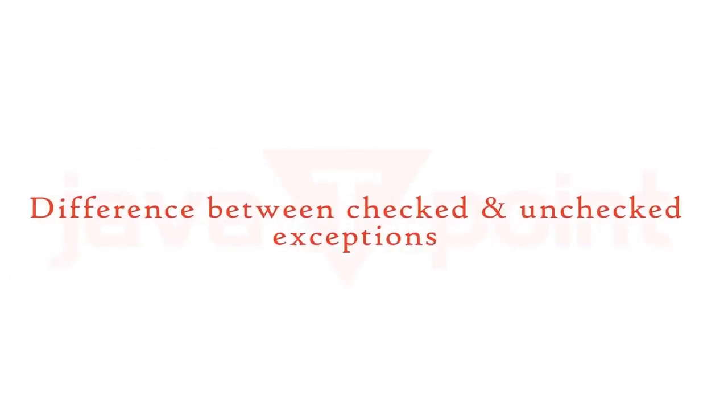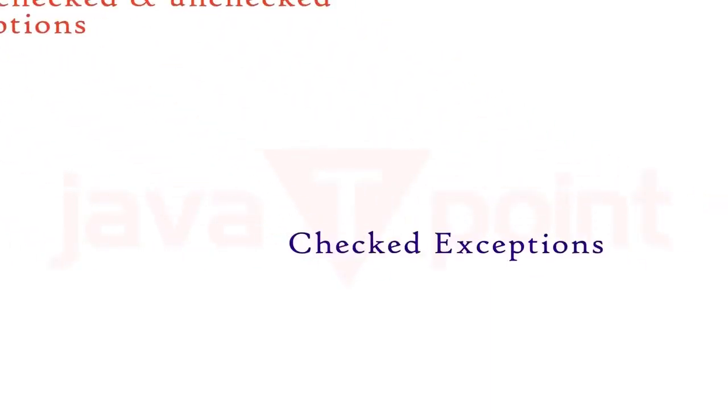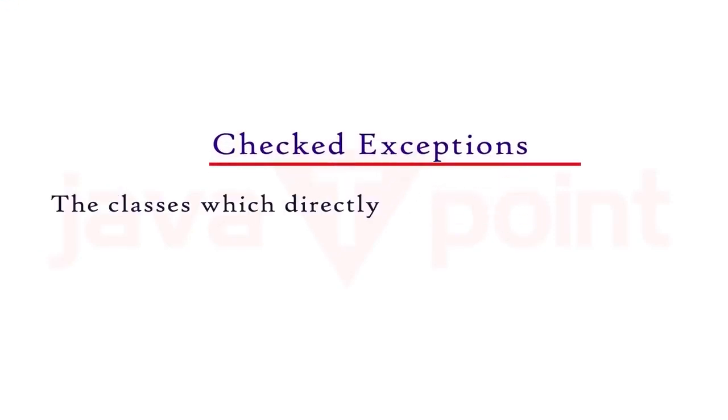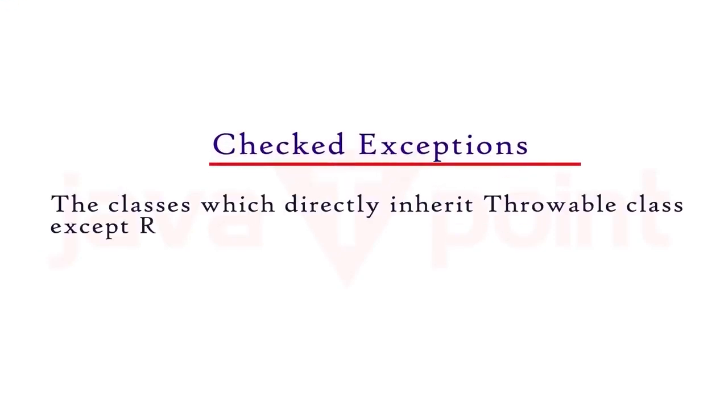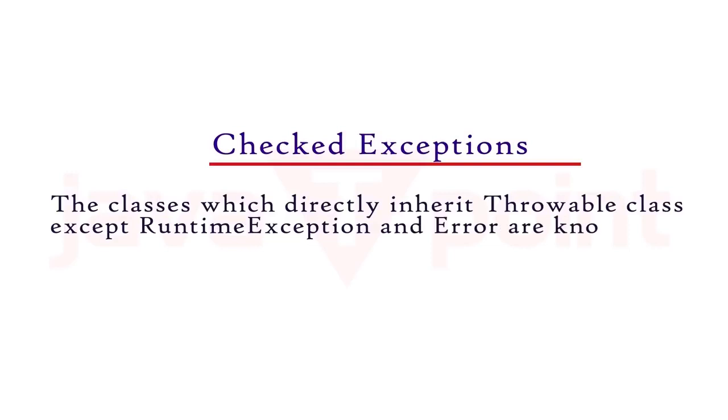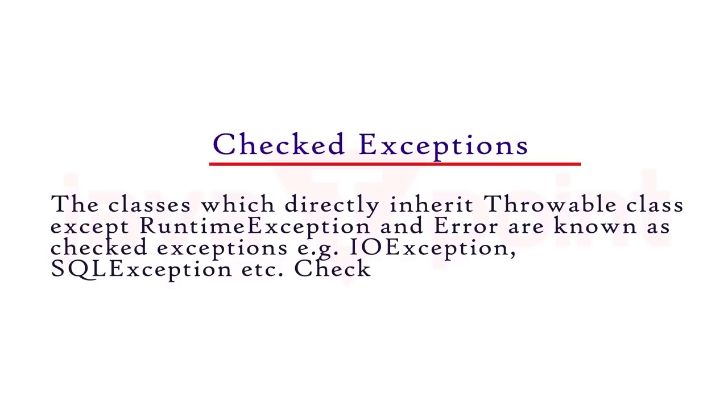Difference between checked and unchecked exceptions. Checked exceptions: the classes which directly inherit the Throwable class, except RuntimeException and Error, are known as checked exceptions. Example: IOException, SQLException, etc. Checked exceptions are checked at compile time.